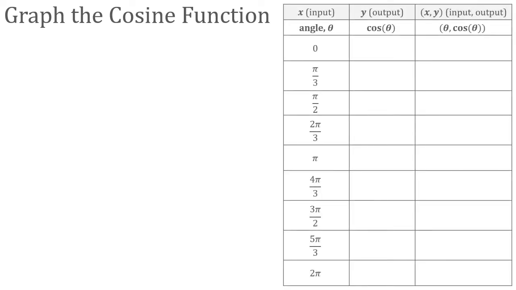Now let's take a look at the same thing, but with the cosine function. We do have a function, so again we have inputs and outputs. Our input is going to be theta, and our output is going to be the cosine of theta. I'm still in radians. I could do this in degrees, but I'm trying to get you comfortable with radians. So the first question is, what is the cosine of 0 radians? If you have the unit circle memorized, then you know that at 0 radians, you are at a cosine value of 1. And that creates the ordered pair 0, 1.